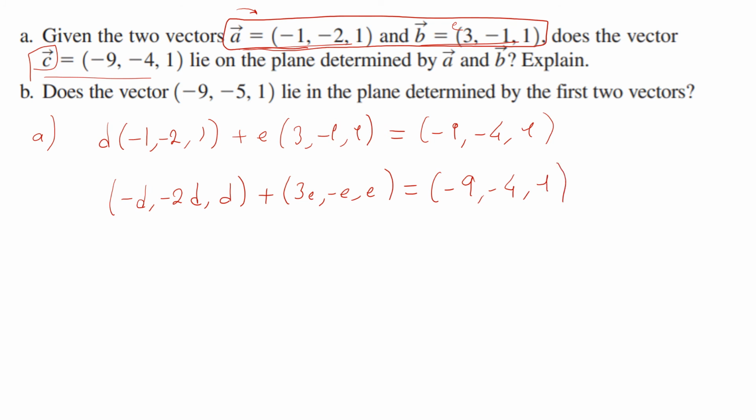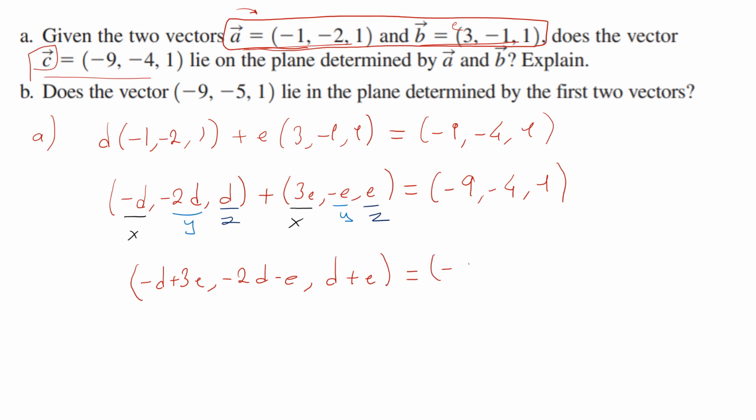Now from here, I'm going to put the x's together, I'm going to put the y's together, and I'm going to put the z-axis together as well. So what's different about this question is, now it's R cubed, not R squared. So now here, what I have is -d plus 3e, -2d minus e, and d plus e. And this will equal (-9, -4, 1).